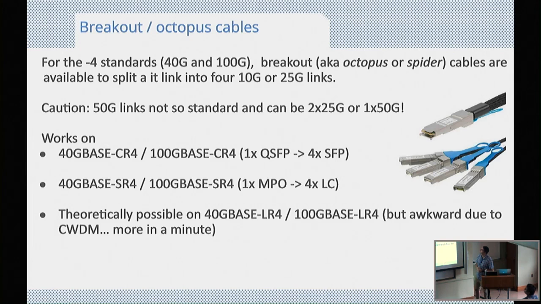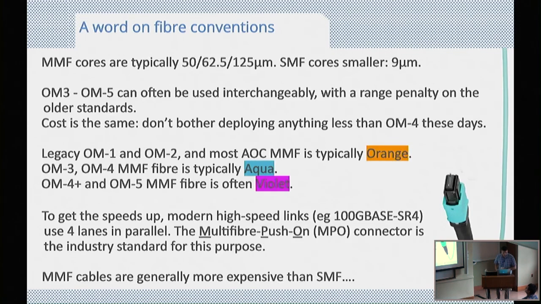What this basically does is break out your quad SFP connector into 4 SFP connectors. So you can turn your 40 gig port into 4 10 gig ports, or your 100 gig port into 4 25 gig ports, and I did mention the caution there on the 50 gig links. So you can commonly do this with copper, the CR standard, the so-called direct attached copper, or you can do it with the multi-mode standards, the so-called short range ones, and there's certain other kinds where you can also get away with it, but at this point, you probably want to do a little bit of research.